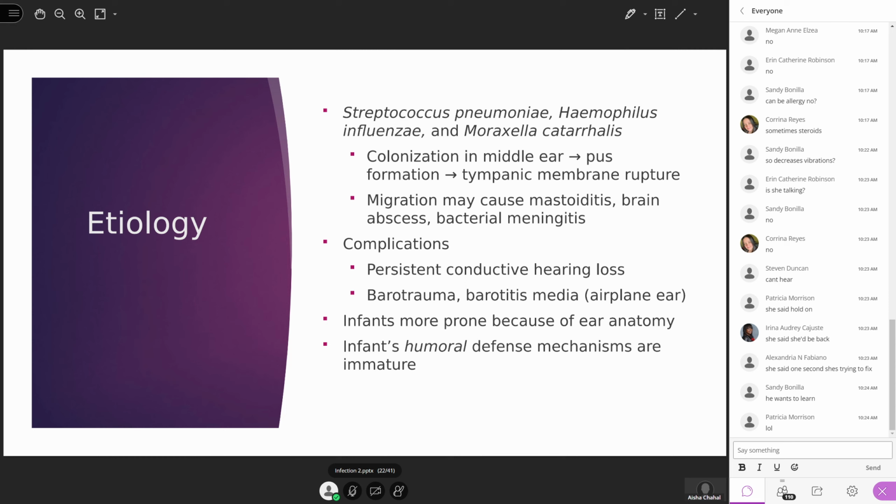Etiology is the causes. The causes are these three bacteria: Streptococcus pneumoniae, Haemophilus influenzae, and Moraxella catarrhalis. These two are really the common ones. As you can imagine, in children, if they are vaccinated against pneumonia, against the flu, and the Hib vaccine, which is good against Haemophilus influenzae, so if they are fully vaccinated with these, this is a good preventive mechanism against ear infection, okay?